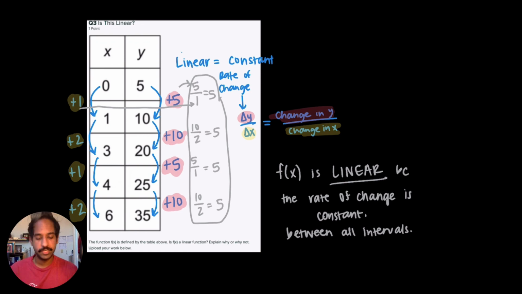If even one of these, let's say this wasn't 5 and this was 6, then it would not be linear. But we're lucky it is. And so we see that we have a linear function.